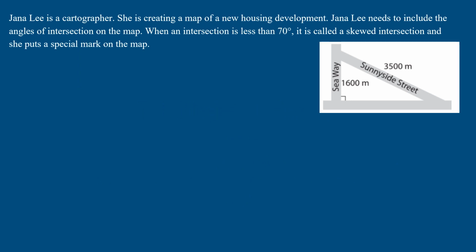Jana Lee is a cartographer. She creates a map of a new housing development. Jana Lee needs to include the angles of intersection on the map. When an intersection is less than 70 degrees, it is called a skewed intersection, and she puts a special mark on the map.